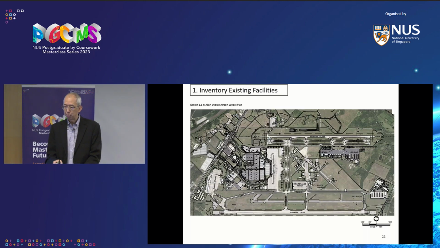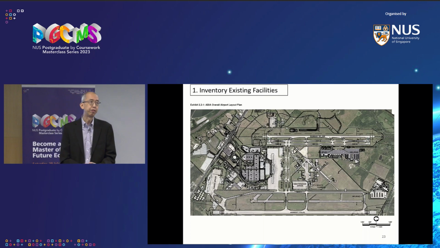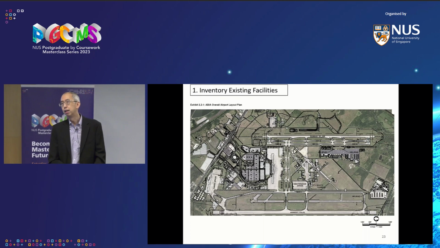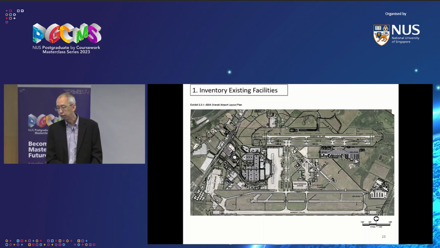So the first step is to inventory existing facilities. So this is what Austin Airport looks like. As you can see, a lot of the newer airports always have parallel runways. This allows for simultaneous takeoff and landing operations. So Austin also has two runways. The distance between the runways is somewhat similar to Changi's, which is about 1,600 meters between the center line of one runway to the center line of the other runway.